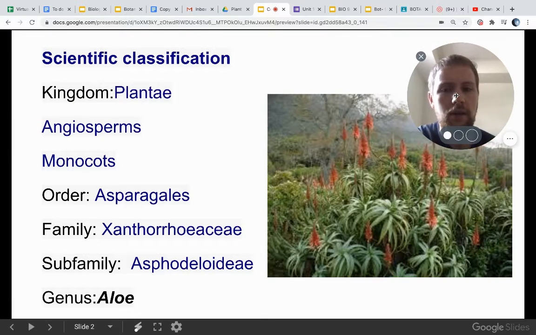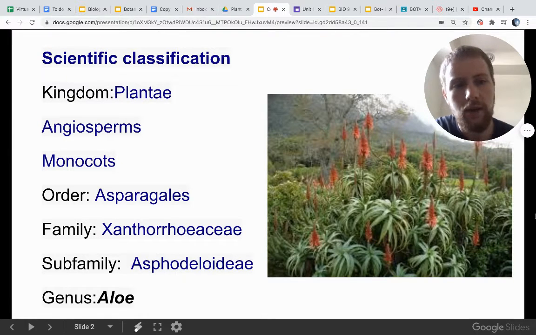If we classify them, they are in the kingdom Plantae, so they're a plant. Angiosperms, they are monocots. We're going to talk more about monocots versus dicots going forward. Order, Asparagales. Family, that is a long word, Xanthorrhoeaceae. Subfamily, Asphodeloideae, and genus Aloe. I don't expect you to know really any of these except the genus Aloe. I would like you to know that, as well as know that it's an angiosperm. It's a flowering plant because it has a flowering structure, which will be quite obvious throughout this presentation.